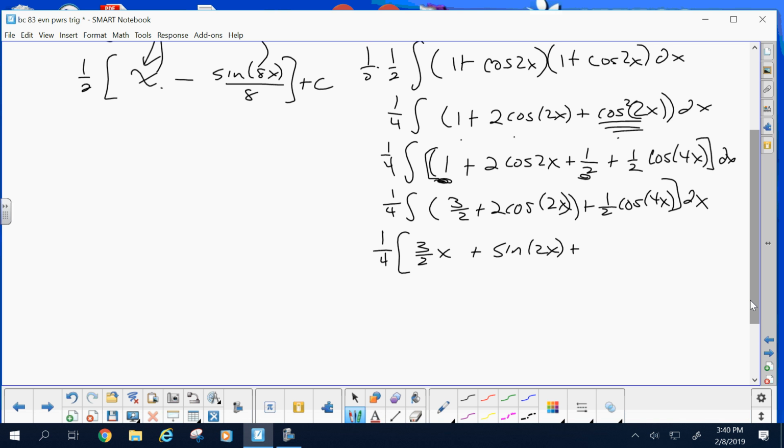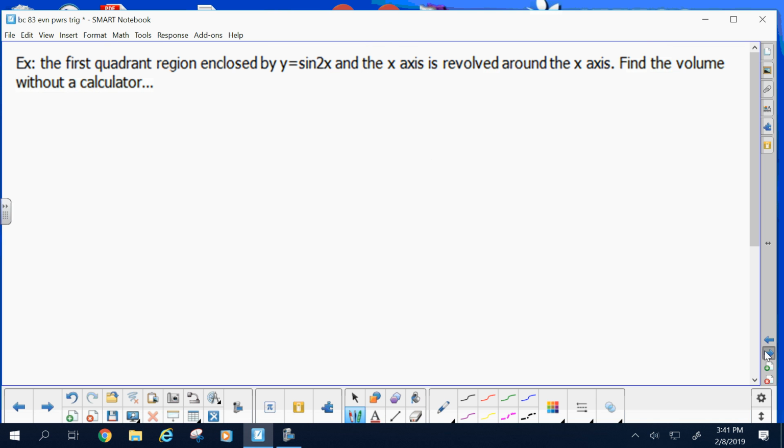1/2 cosine of 4x's antiderivative would be sine of 4x over 4. So I think this would be 1/8 sine of 4x. And I'll check that mentally with the derivative. The derivative of that would be 1/8 times cosine of 4x times 4, which is 4 over 8, or 1/2 cosine of 4x. I think that is correct. And so there is my solution. All right, hopefully that's going okay.